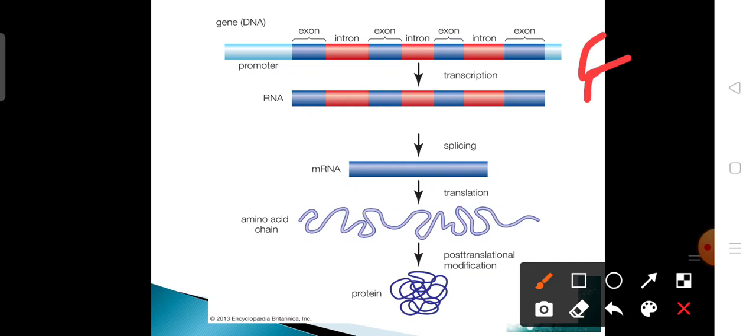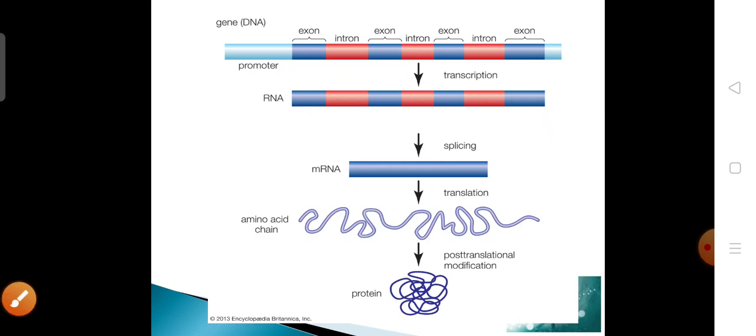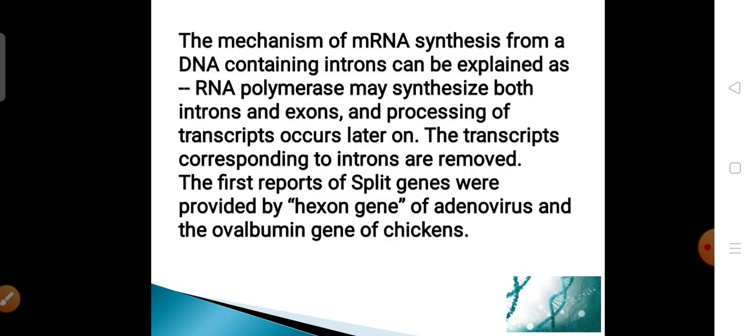Okay, so this diagram makes it clear that this is a gene. It contains introns as well as exons. The whole gene gets transcribed to form RNA, right? After that, splicing out, that means post transcriptional modification, takes place. What is spliced out? This is intron, this one is intron. All the red ones which are introns are all spliced out. So splicing out of the intron regions forms mature mRNA containing only the regions transcribed from exons, and this takes part in protein synthesis. So that is about split genes.